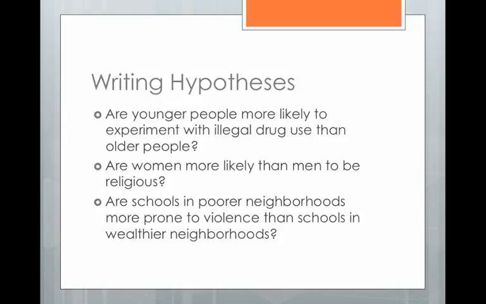All right, what about the second one? What kind of a hypothesis would we write for this? Are women more likely than men to be religious? I'll give you a second to think about that. All right, so first let's identify the variables. The first variable is gender. Is the person a woman or a man? The second variable here is how religious are they? So our independent variable is gender, and our dependent variable is how religious are you? So we would say, if you are a woman, then you are more likely to be religious.